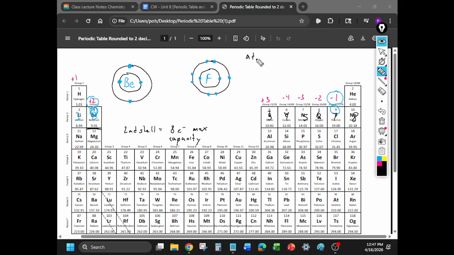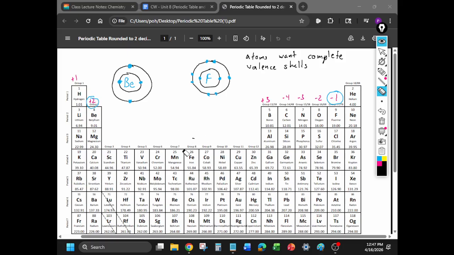So atoms want complete valence shells. And so what they're going to do is they're either going to gain or lose electrons to have a complete outer shell, which is the reason why they become ions. They become positive or they become negative. So they want to make a complete valence shell.